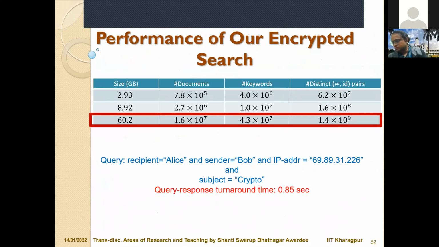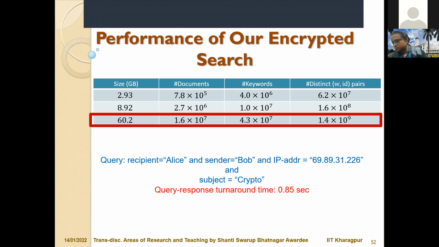emails, and imagine that my emails are encrypted and kept on the cloud. And while they are encrypted, I want to make a query where the recipient is Alice and the sender is Bob, and say the IP address is such and such, and the subject is crypto. Such kind of queries, we call them conjunctive searches.